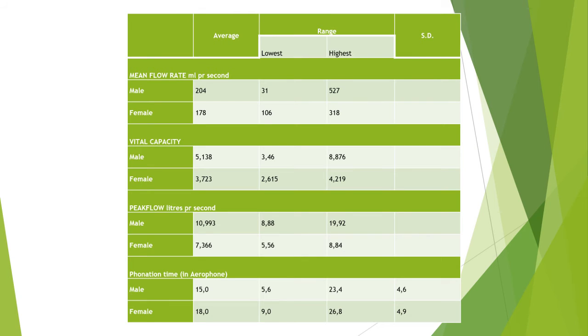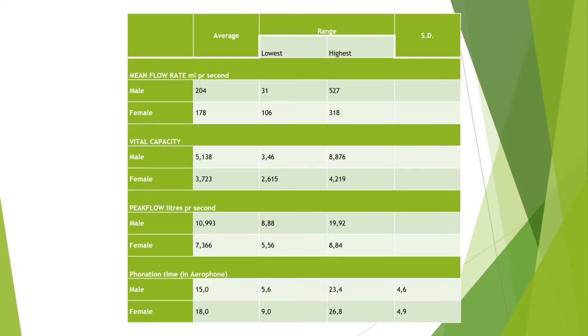Still, we try to make measurements on 12 normal Danish males and 18 females between 20 to 40 years of age on a sustained tone. The average mean flow rate showed a difference between males of 204 milliliters per second and females with 178 milliliters per second. We made our measurements with the aerophone constructed by FJ Electronics.